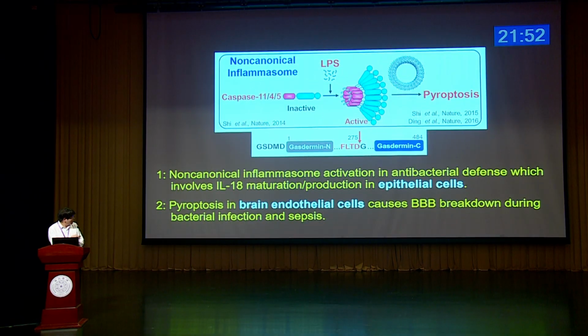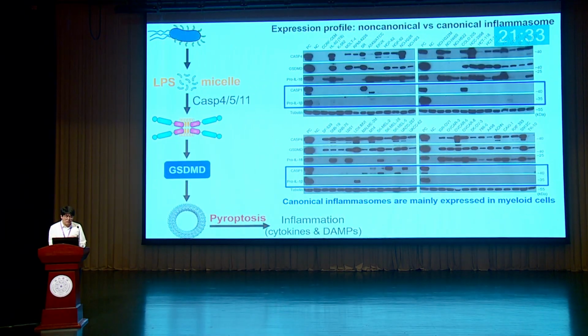So in the next about 20 minutes, I'll summarize two stories about this non-canonical cytosolic LPS-induced pyroptotic pathway, and it operates in epithelial cells and brain endothelial cells. The reason I want to talk about these two stories is because traditionally the inflammasome pathway, caspase 1, NLRP3, NLRC4, they mainly operate in myeloid cells.